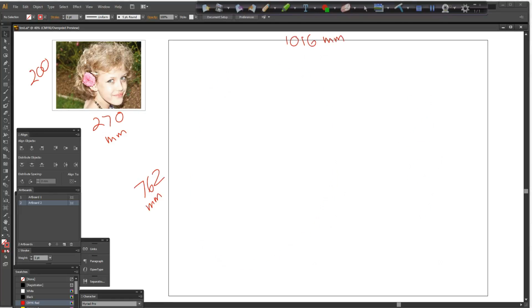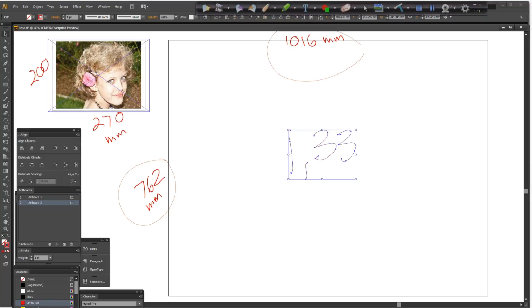So the first thing we need to do is find out the ratio of this canvas versus that piece of paper. Okay, so we're going to take the 762 measurement and divide that into the 1016 measurement. So if you grab your calculator, 1016 divided by 762 gives us a ratio of 1.33. Okay, so now we know that our short side relative to our long side is 1.33. That's a ratio, that is not a measurement.